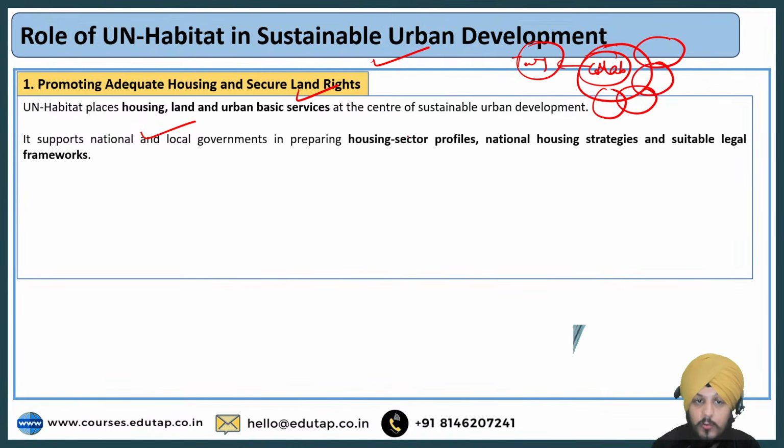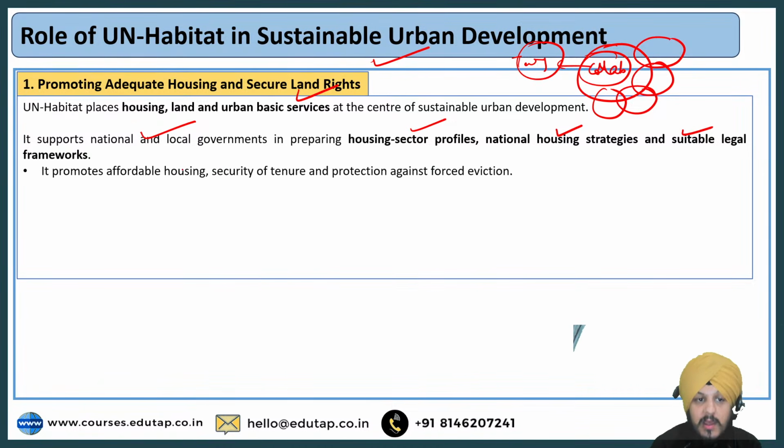So it helps them in preparing housing sector profiles, where it can prepare the profile of different types of housing facilities that are there in different areas and in different cities, then national housing strategies, and to prepare a suitable legal framework also. And these legal frameworks can be adopted by the government and implemented in those countries. So as a part of it, it promotes affordable housing, security of tenure, protection against forced eviction.